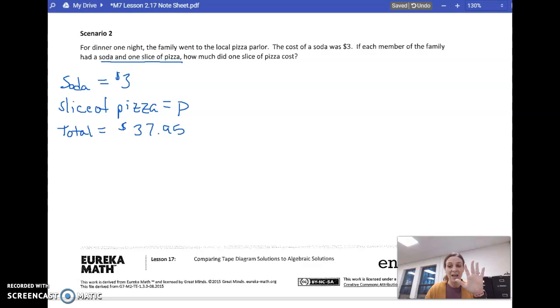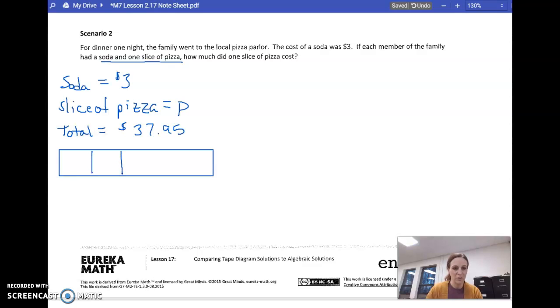Okay, again, how many people are on vacation? John and Egg and their 3 kids. So I am going to do my tape diagram with 5. 1, 2, 3, 4, 5. And each person is going to get. Now I'm going to write this a little differently. I want to put the variable first this time.